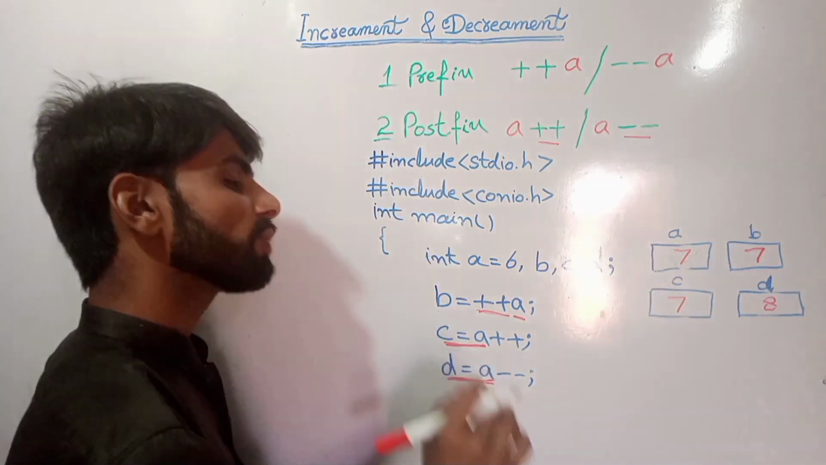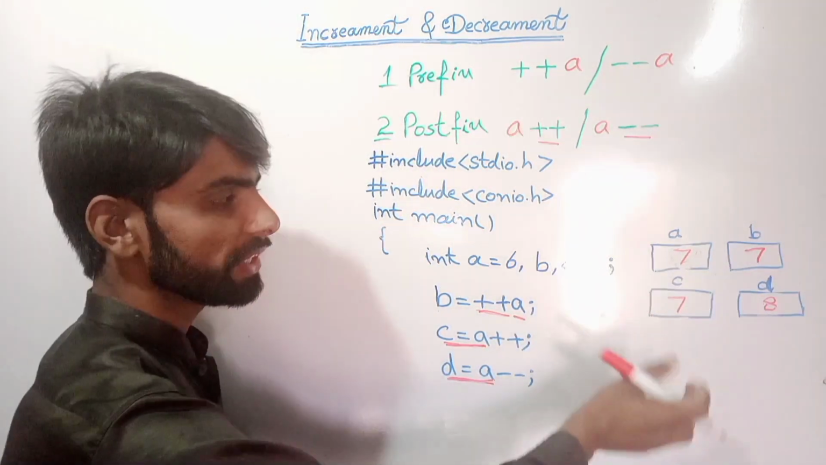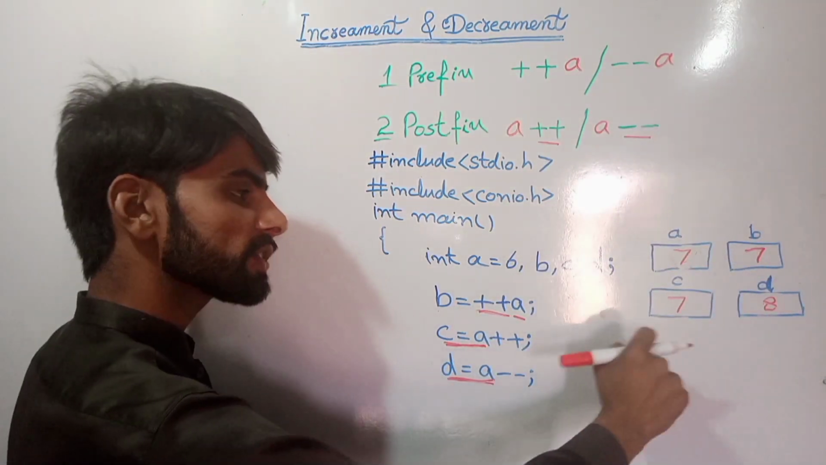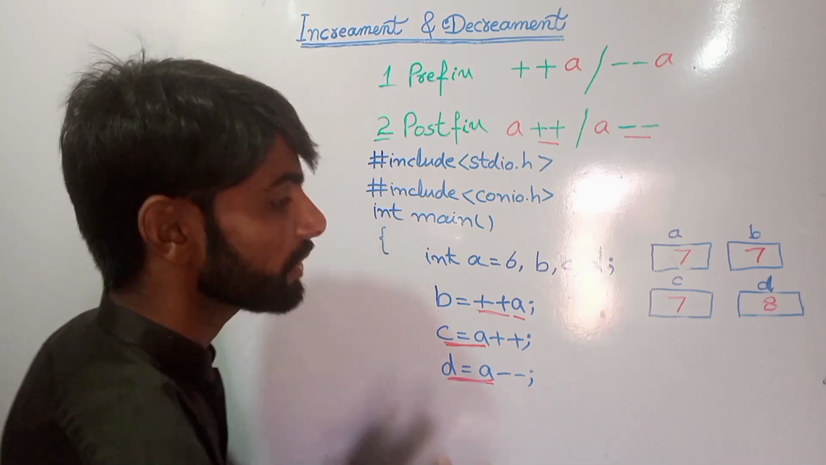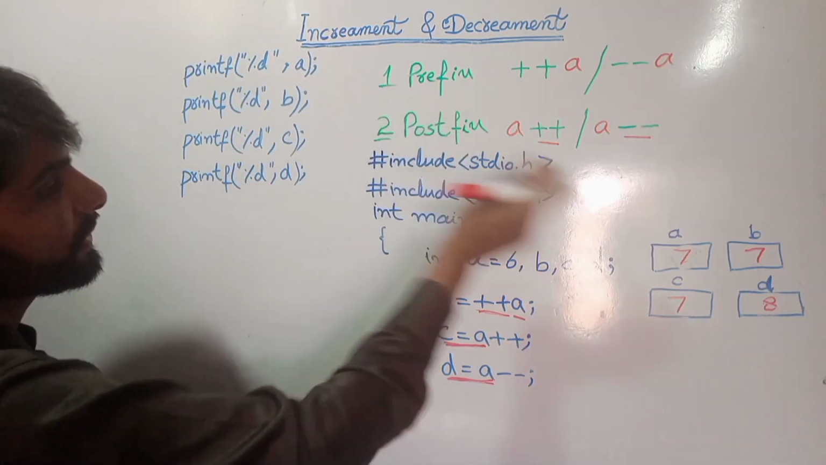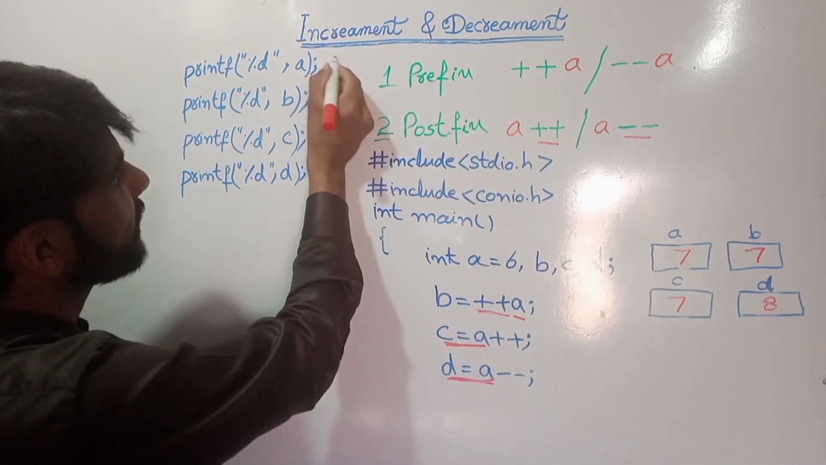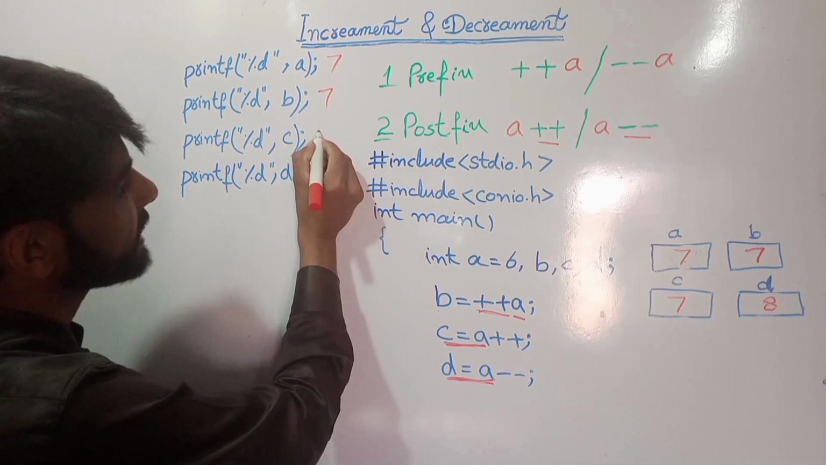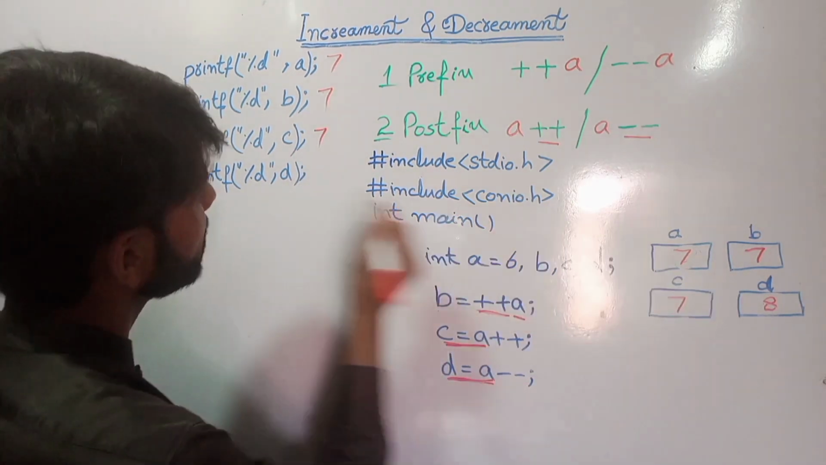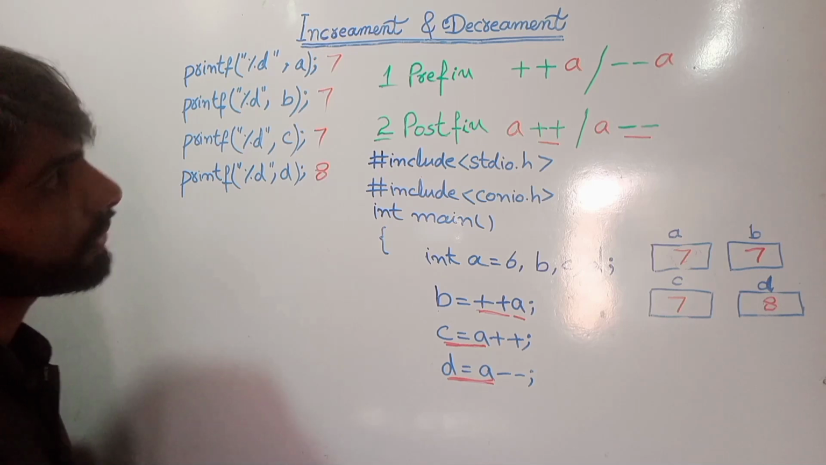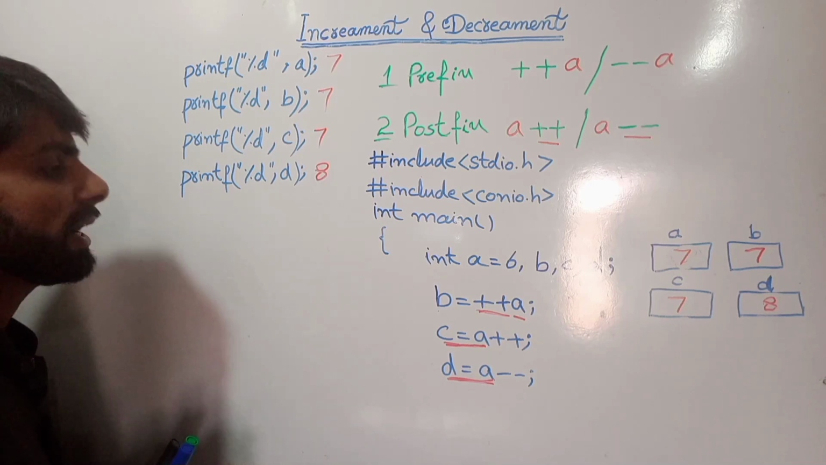So now if we print these values on the screen, a is 7 will be printed, b is 7, c is also 7, and d is 8 will be printed on the screen, right? So now in this case, a's value in the memory is 7, and 7 will be printed on the screen, and b is also 7, and c is also 7, and d is 8. 8 will be printed on the screen. I hope you got it all about the increment and decrement operators, right?